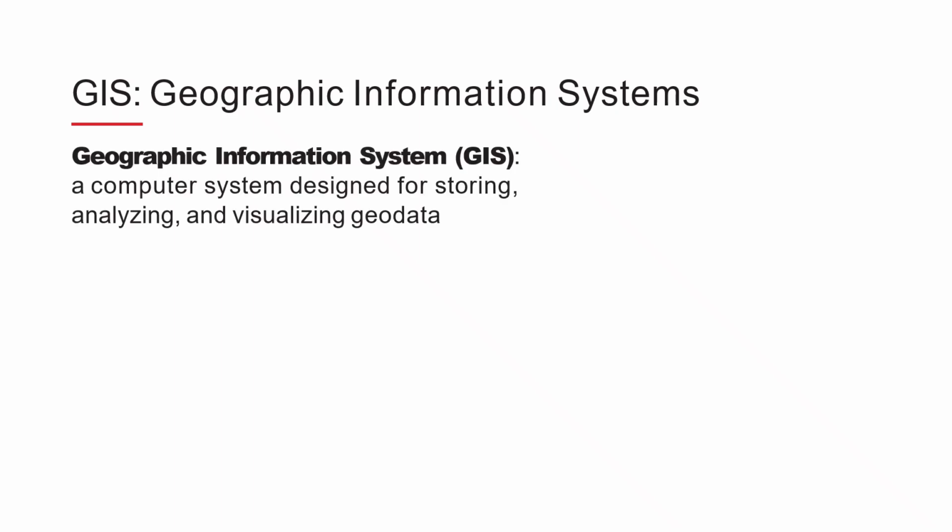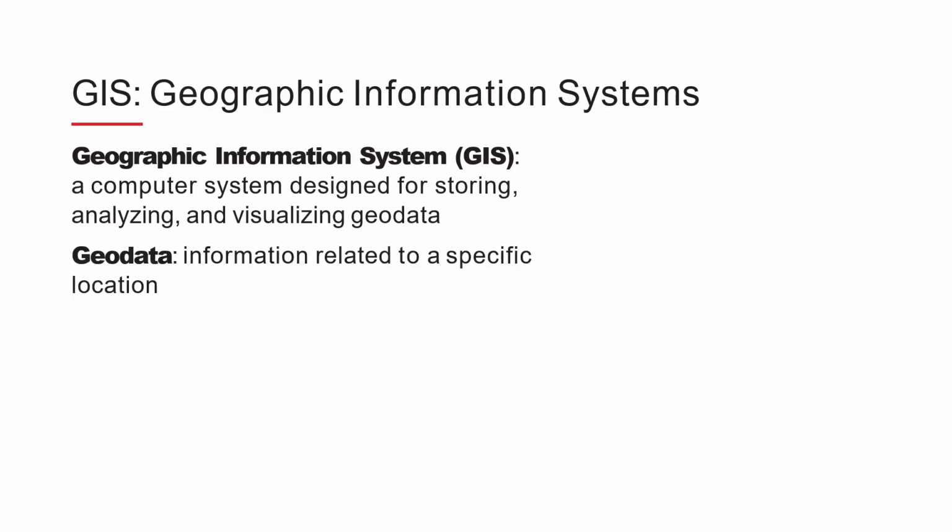Geographic Information Systems, or GIS, are another innovation on the map. GIS is a computer system that is designed for storing, analyzing, and visualizing geodata, any kind of information that is attached to a specific location.